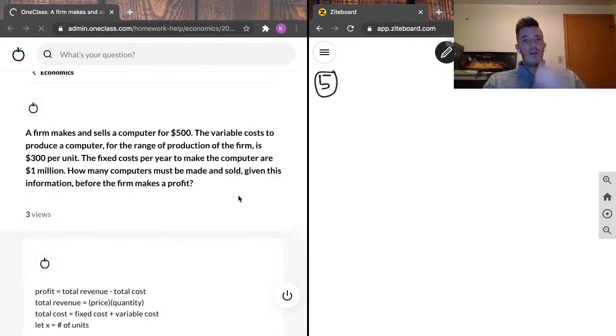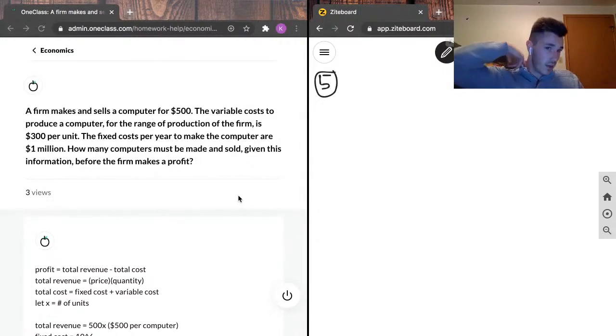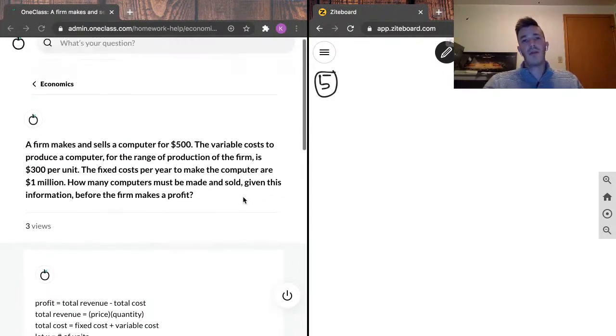Question 5 reads as follows. A firm makes and sells a computer for $500. Variable cost to produce a computer for the range of production of the firm is $300 per unit. Fixed costs per year to make the computer are $1 million. How many computers must be made and sold, given this information, before the firm makes a profit?